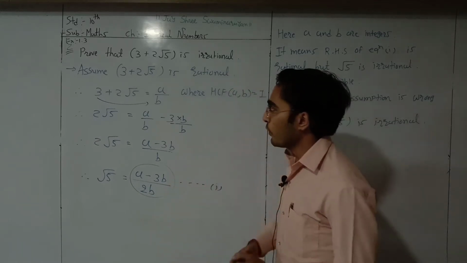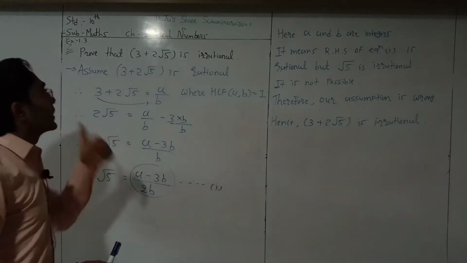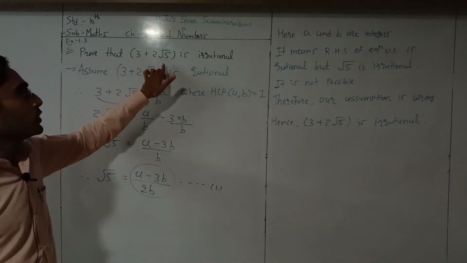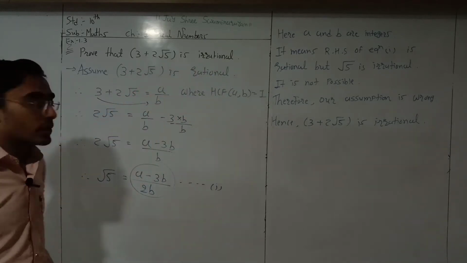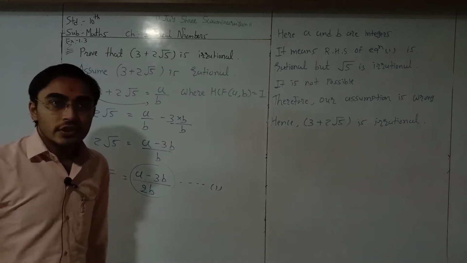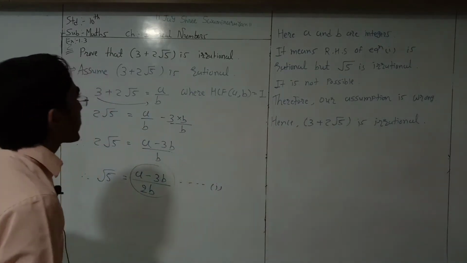Now let's move forward. Question number 2. First of all, read this question. Prove that 3 plus 2 under root 5 is irrational. Okay, 3 plus 2 under root 5 is irrational. Same method we use here, it is the contradiction method.